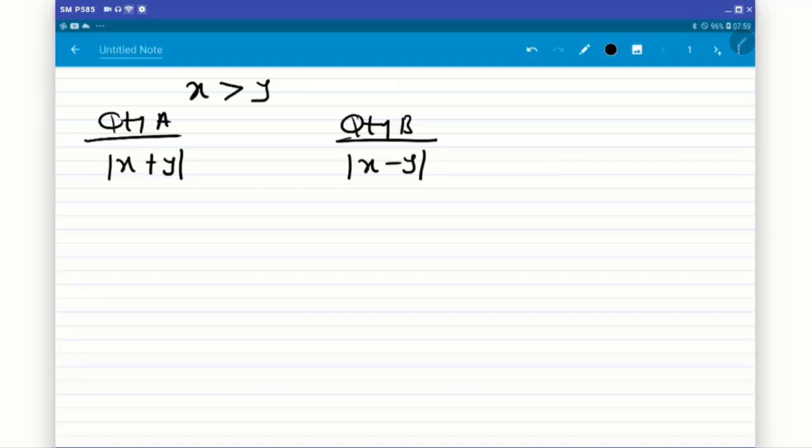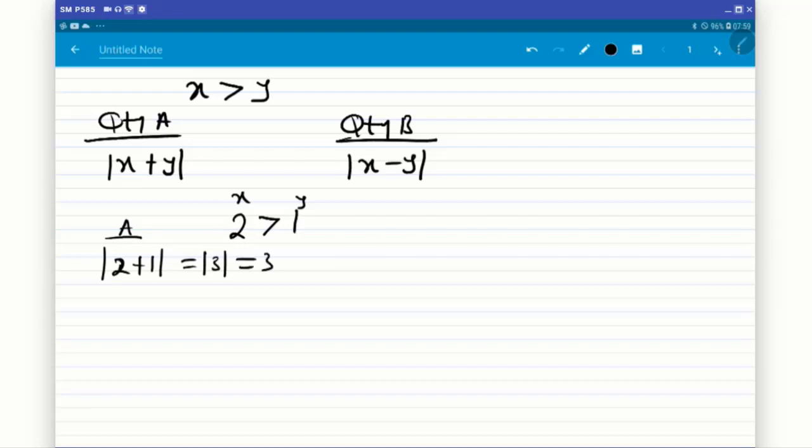So the best thing we can do here is to pick numbers. Pick a number for your x, pick a number for your y. You can pick any number, positive, negative, 0, fractions, decimals, no problem, because there is no information at all apart from x is greater than y. So I can say, for instance, 2 is greater than 1. So this is my x, this is my y. Therefore, my A will be 2 plus 1, which will give me a total of 3, and that will be 3. Then B will be 2 minus 1, absolute value of 1, which will give me 1.